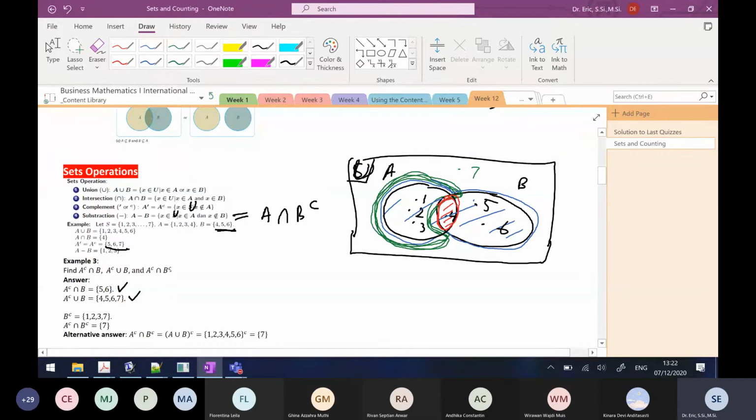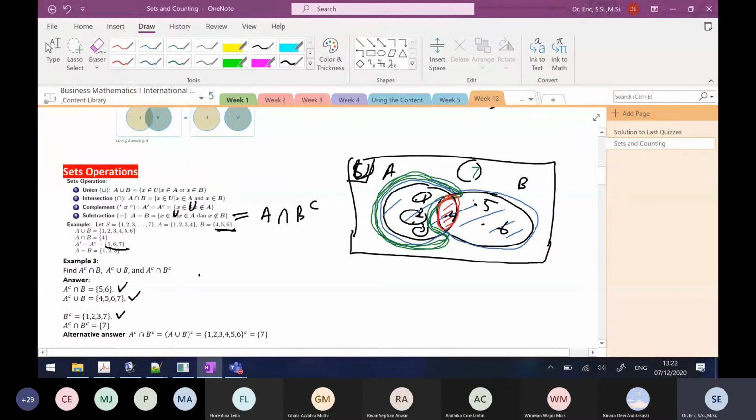What about A complement intersection B complement? You have to find B complement first. Don't forget the process. B complement is not in B. B is 4, 5, 6 and the universal set is 1 till 7, so B complement is 1, 2, 3, and 7. A complement is 5, 6, 7, and B complement is 1, 2, 3, 7. So the intersection is just 7.